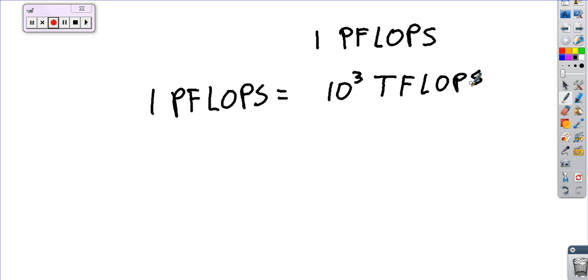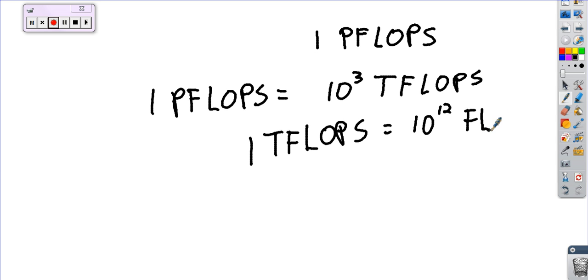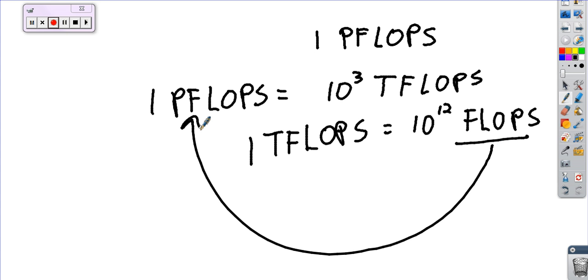All right. 1 teraflops, this is what the problem's telling us, equals 10 to the 12th flops. I'll look this up when we're done, because I can't remember what it is. All right, so that's a lot there. Find the number of flops. How many of these are in this?